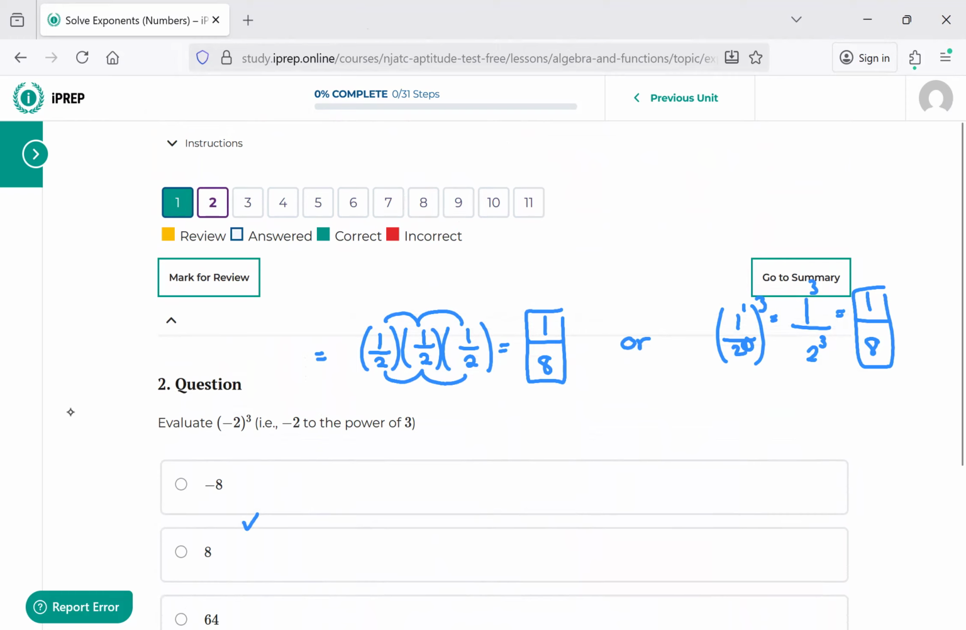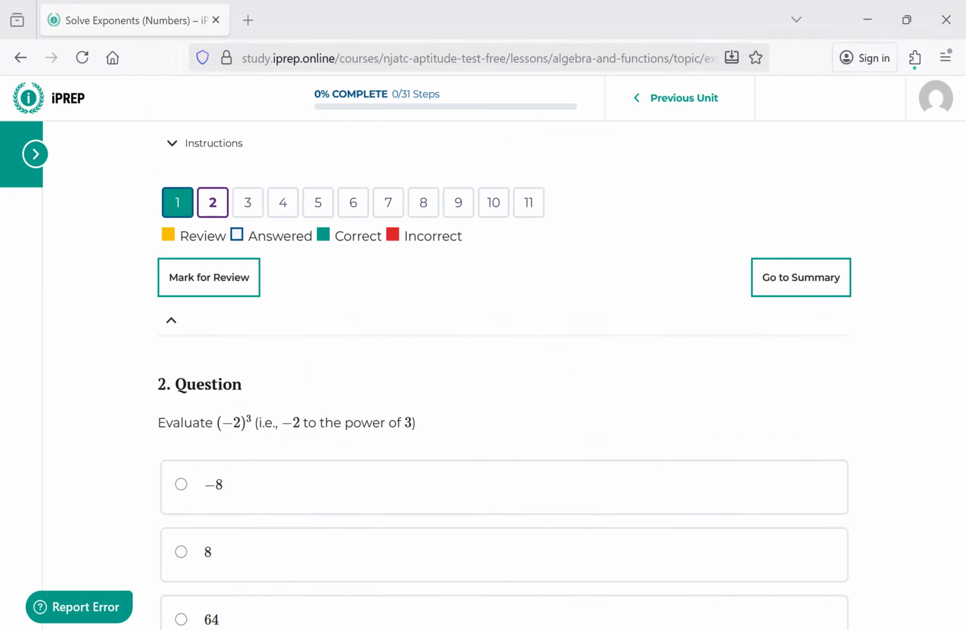Question 2 says, evaluate negative 2 to the third, for example, negative 2 to the power of 3. This is kind of important. There's parentheses. This is not a bad one. So this is just saying (negative 2) to the positive 3 is the same thing as parentheses negative 2 times negative 2 times negative 2.